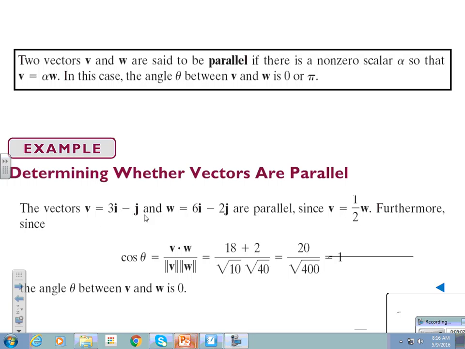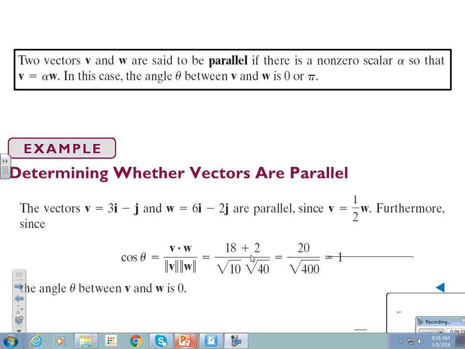So if we look at two vectors, vector v equals 3i minus j and vector w equals 6i minus 2j, you can say that they're parallel since vector v is 1/2 vector w. But we can also say that they're parallel when we look at our formula for cosine theta equals the dot product of v and w divided by the magnitude of v times the magnitude of w.